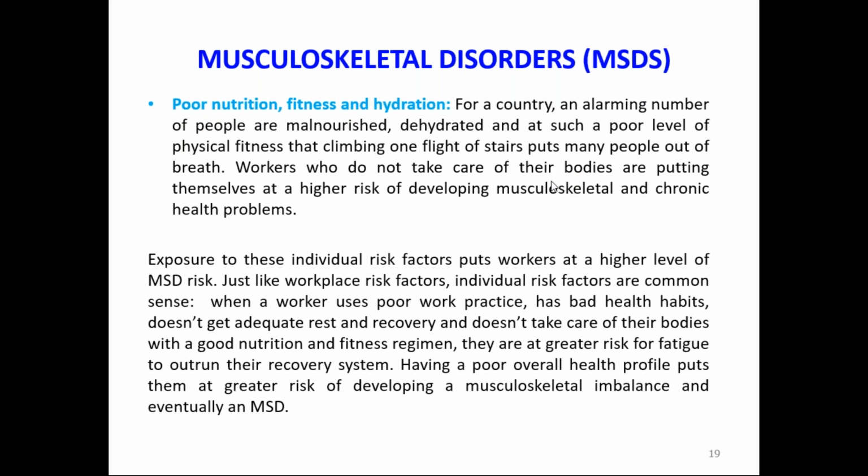And if you are working in an area where the temperature is high, or where the humidity is high, then we have to take care of the hydration of our body. So depending on the condition, depending on the type of work, we have to take care of nutrition, fitness, and hydration. If it is not done, then definitely this will affect our health.